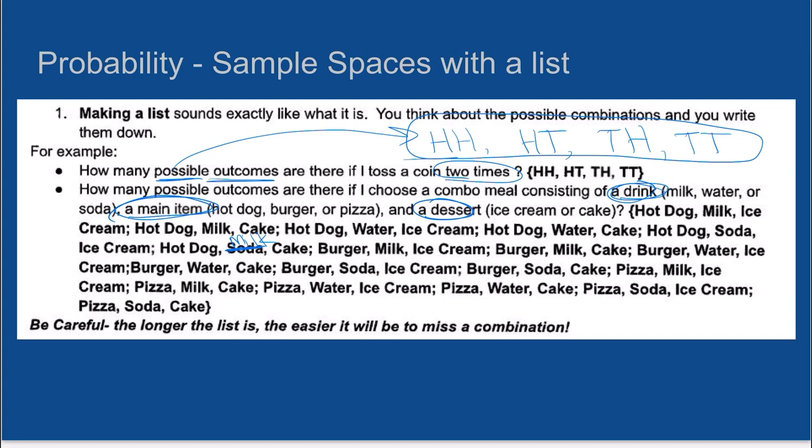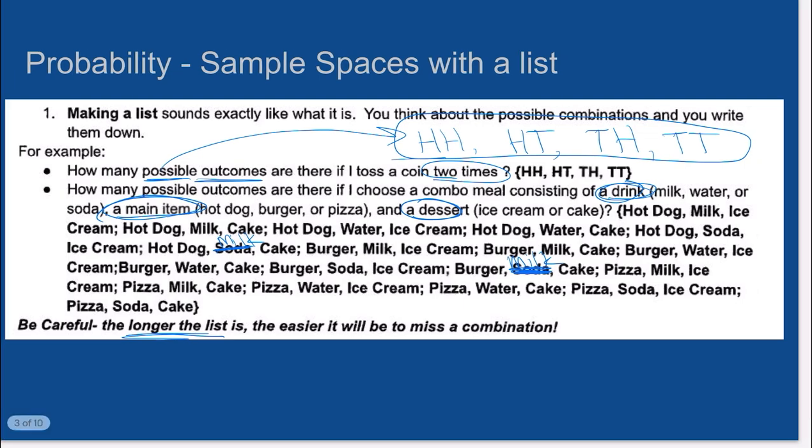Then you have to go into burgers. Burger, milk, ice cream. Burger, milk, cake. Burger, water, ice cream. Burger, water, cake. It just goes over and over again. And because I cut and pasted, I missed a burger, milk, cake. So I've already got 2 problems with this. So the longer the list, the more likely it is that we're going to mess it up. So the list may not be our best option if there's a lot of different things to think about with it.